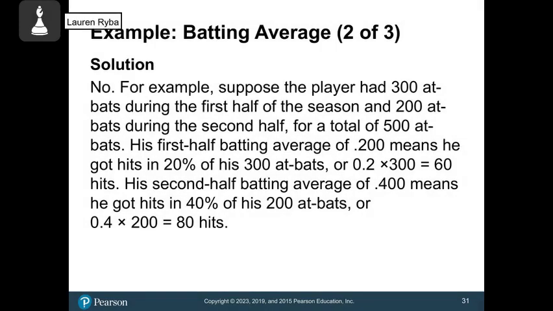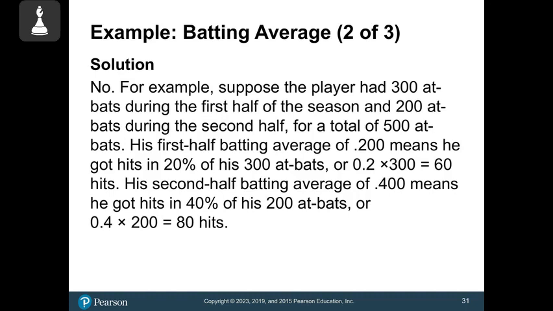So based on what we talked about of abuse of percentages here, no, this isn't going to work. And here's why. We are going to have two different reference values. Let's say for this first half of the season, he went to bat 300 times. And in the second half of the season, he only went to bat 200 times. These are not the same whole reference values here. So my total is now 500 at bats.